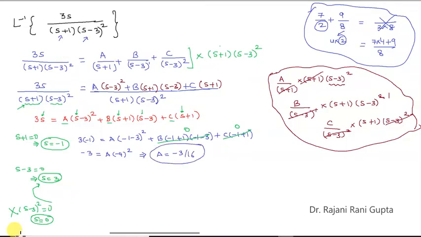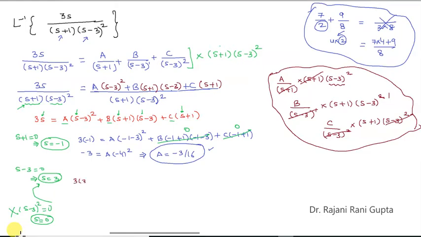Okay, let me just write it again. This is 4 minus 4 because minus sign twice. So we got the value of A. Now for B, we are replacing S by 3.